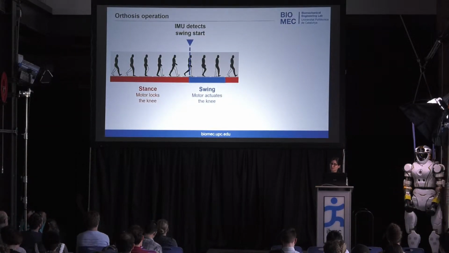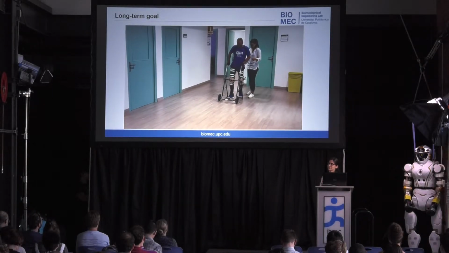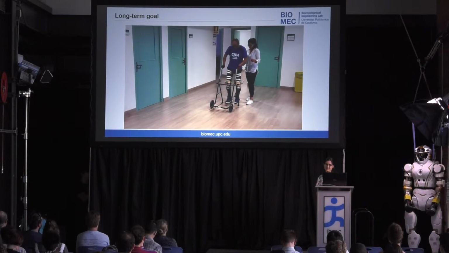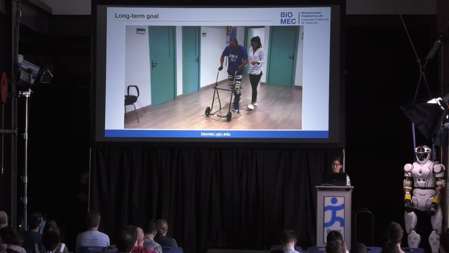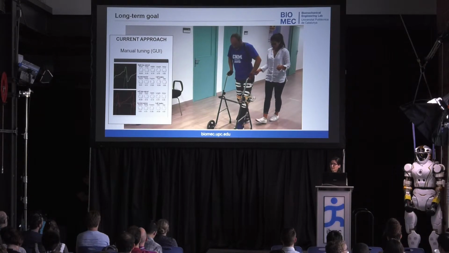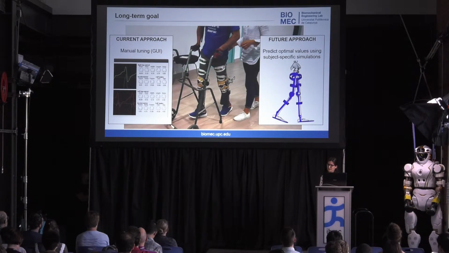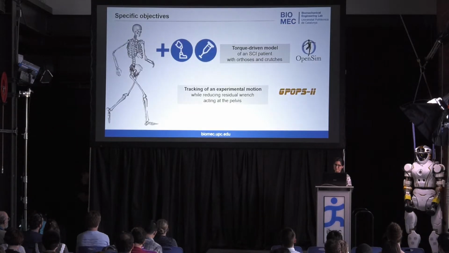So during stance, the motor is locked, and during swing, it actuates the knee following a predefined knee angle trajectory that can be adjusted modifying the values of these parameters. And the patient is the one that decides when to initiate each step by raising a little bit his hip. What we are doing now is to adjust these parameters manually, and our idea is to use subject-specific simulations to find the optimal values for each patient. So what I am talking about today is the first step toward this long-term goal.